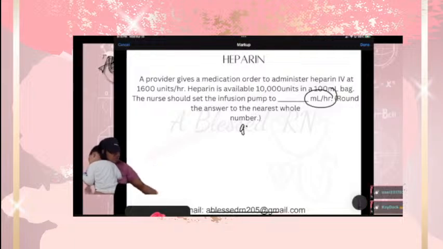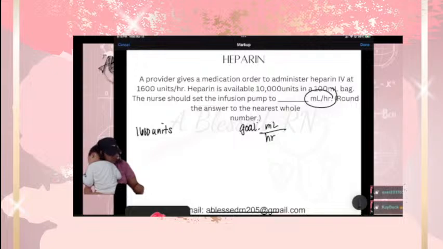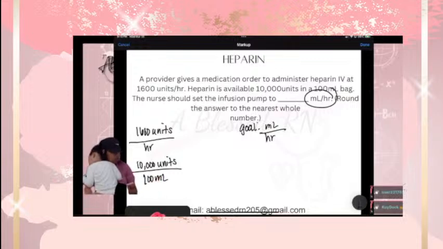So our goal is milliliters on the top, hours on the bottom, okay? So what do we have? We know we have 1,600 units per hour, and it's available as 10,000 units in a 100 mL bag. Okay, so we're looking for milliliters on the top. We'll use this puzzle piece, and we have 100 mLs per 10,000 units.